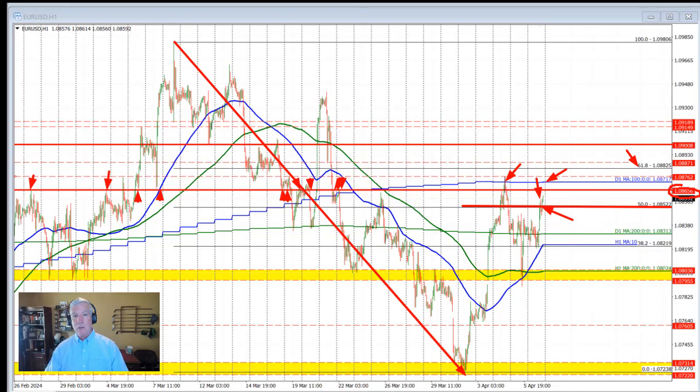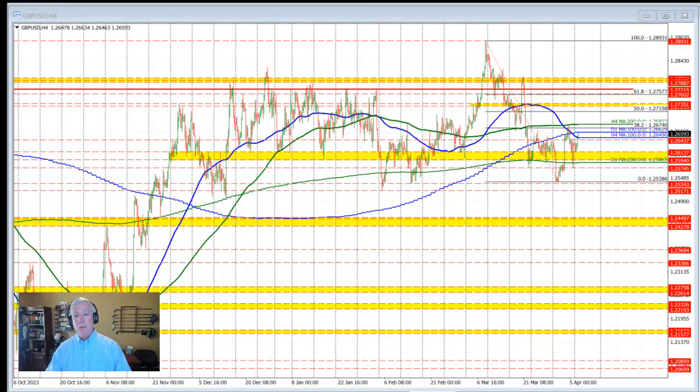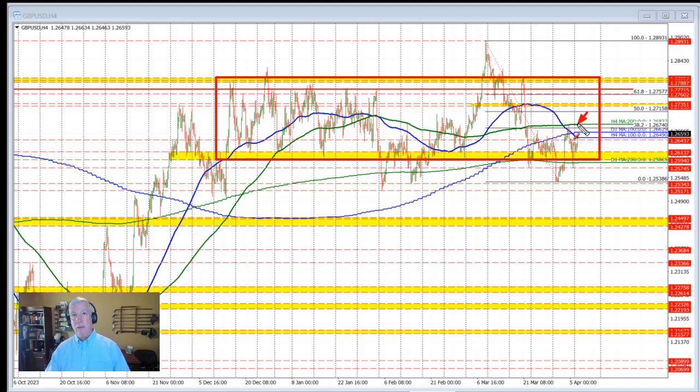Let's look at the sterling versus US dollar next. When we look at the sterling versus US dollar, we have to look at this red box, the value area of most of the trading that has taken place between 1.2594 and 1.2800. In between those levels comes a cluster of moving averages, including the 200-bar moving average on the 4-hour chart, the 100-day moving average, and the 100-bar moving average on the hourly chart. Those levels come between 1.2649 and 1.2683.